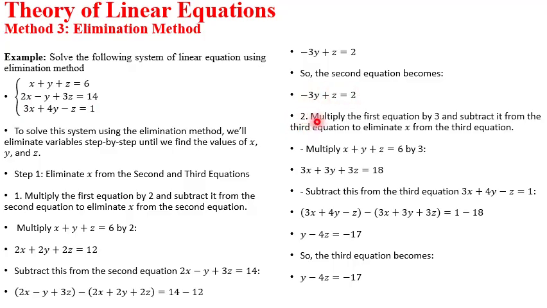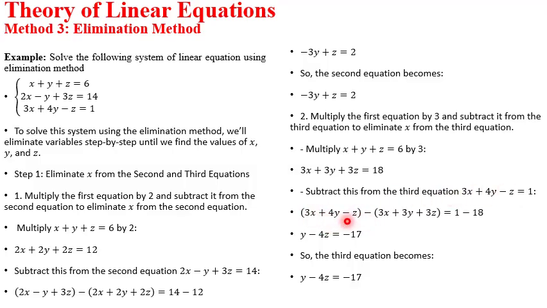Now the next step is to multiply the first equation by 3 and subtract it from the third equation to eliminate x. We want to eliminate x from these two. So we'll multiply this by 3. So when we multiply this equation by 3, we have this. And when we subtract it from this, we want to subtract this from this. And that is what we have tried to do here.